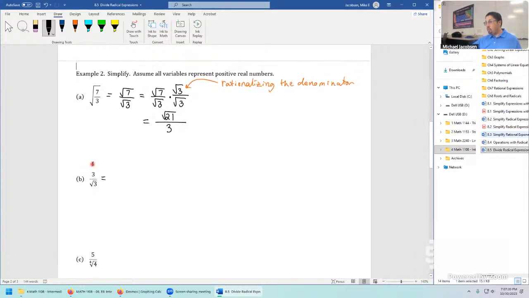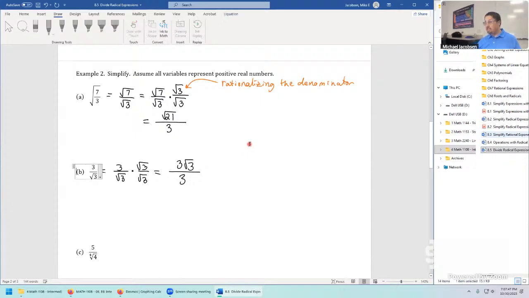So we can rewrite this one as 3 over root 3 multiplied by root 3 over root 3, only because root 3 times root 3 would give us the 3 below. So now it's simplified by rationalizing the denominator. Across the numerator, it's just 3 times root 3. And that's where this problem would end. So they're all pretty similar in a certain sense.